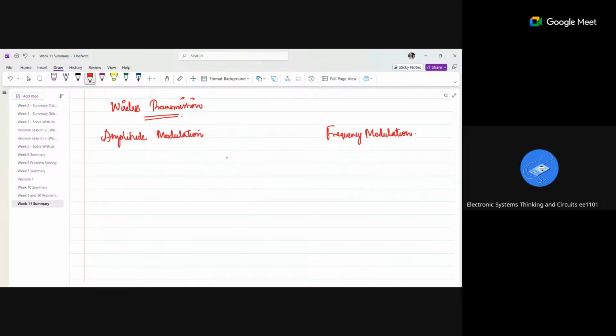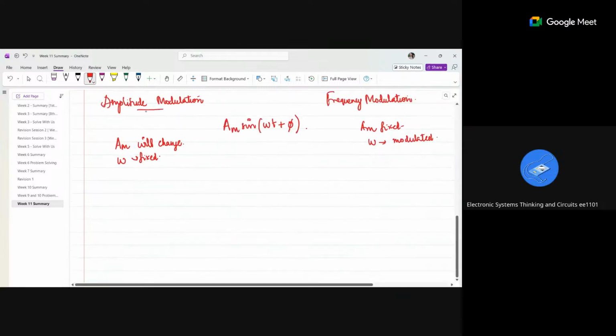So basically, if we use the sine wave in the format A_m sin(omega t plus phi), in amplitude modulation, A_m will change and the frequency omega will be fixed. Whereas in frequency modulation, A_m will be fixed and omega will be modulated. Okay? So we'll just look into both with an example.